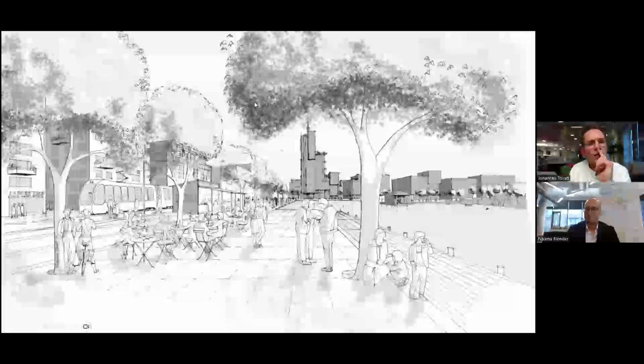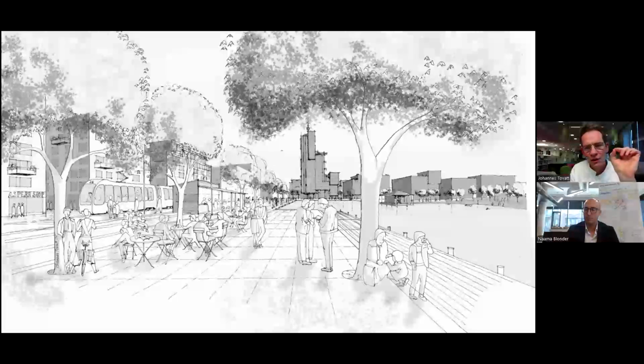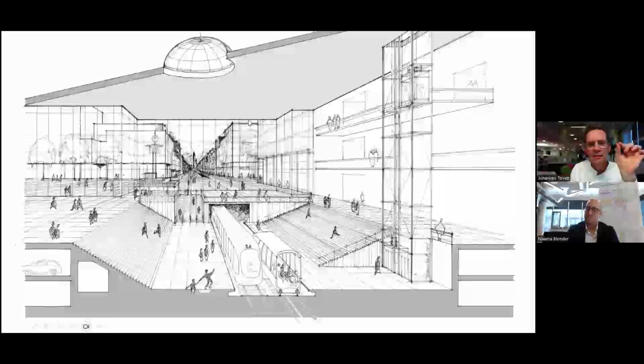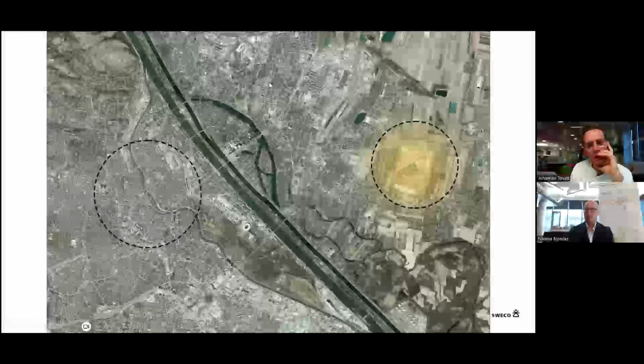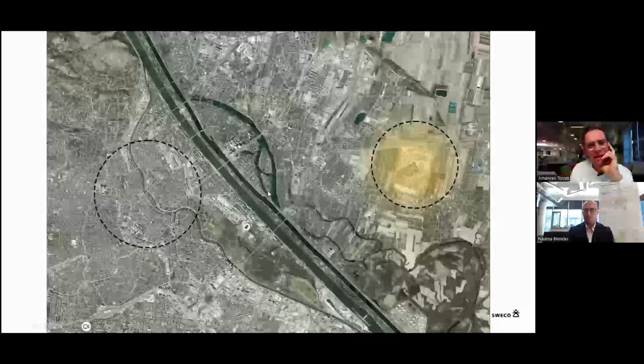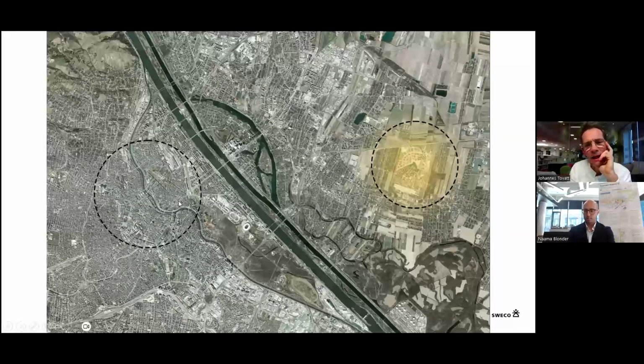So this competition was really about finding a starting point, an urban structure and a concept, but also of course finding ways to achieve connectivity in the very long run. Looking at Vienna from above here, you can see the city center to the left and the former airport at the right. So it's quite a distance, but still within the urban area, so to speak.